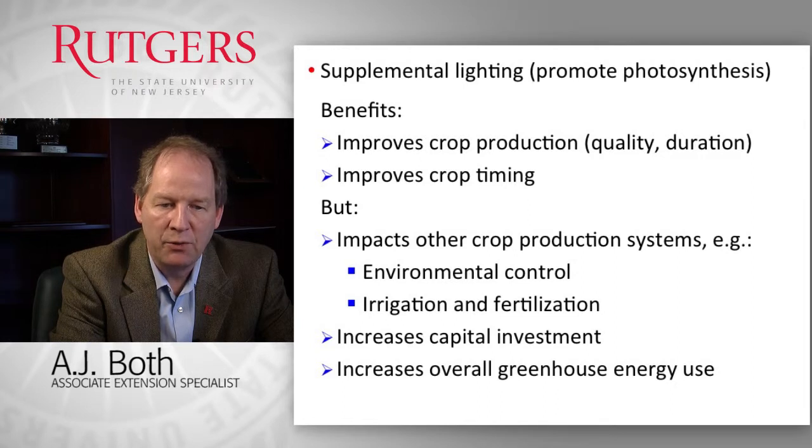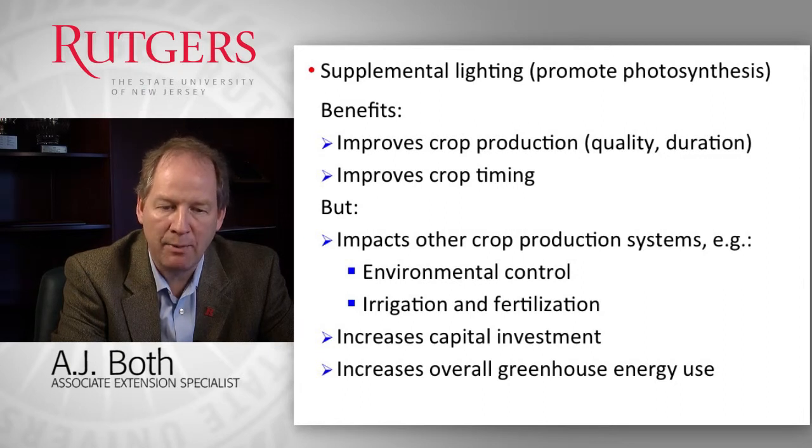The next benefit that we are trying to accomplish is that we can improve crop timing. By adding supplemental lighting at key moments during the crop production cycle, we can make sure that the plant is growing at a predictable rate, and that means that we can predict when the plant is ready to be harvested. So supplemental lighting helps us improve the timing of the crop.